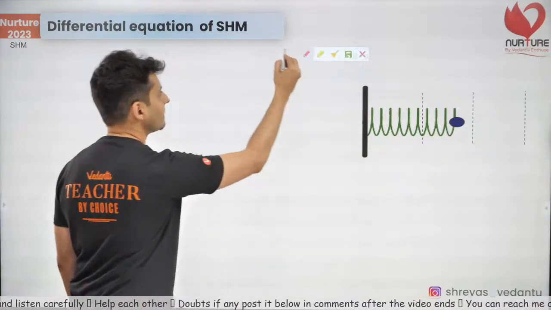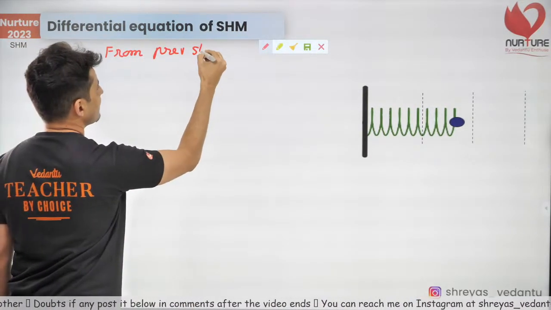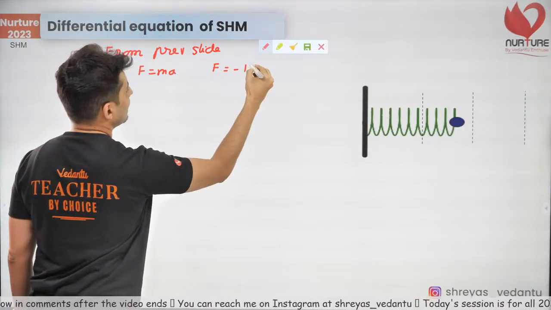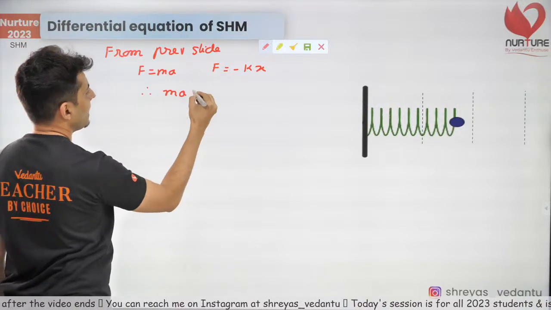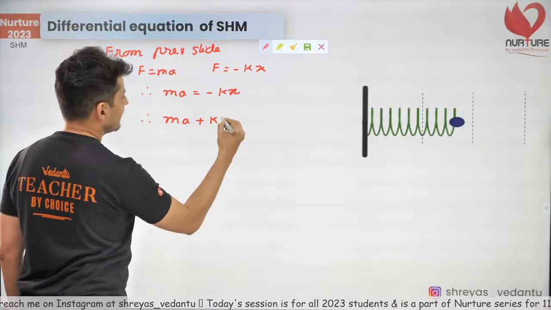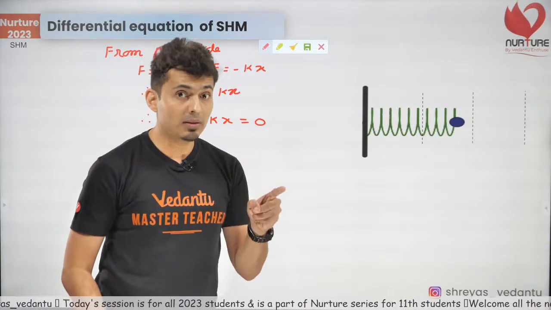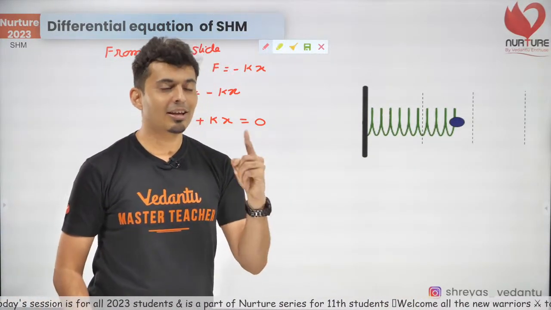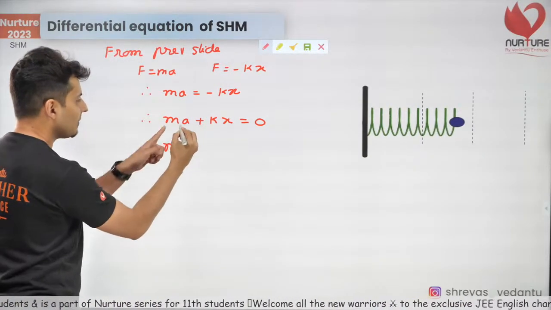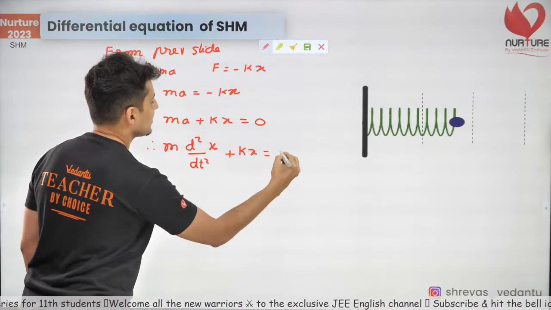Here it is. Observe. From the previous slide, what did we just get? F is equal to ma and F is equal to minus kx. Therefore, we got ma is equal to minus kx. Shifting it to the other side, I'll get ma plus kx is equal to 0. Acceleration is the derivative of velocity. Velocity is the derivative of position. Hence, acceleration is the double derivative of position. So hence, m times the second derivative of position plus kx is equal to 0.